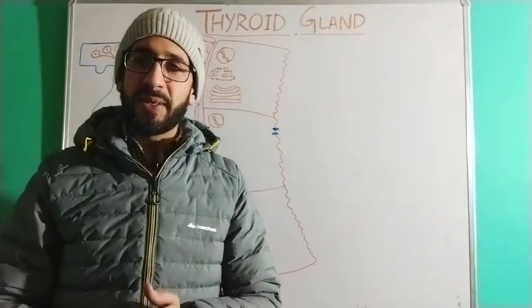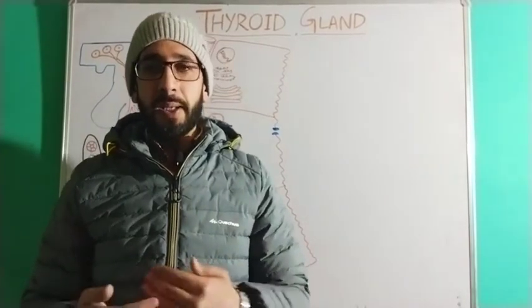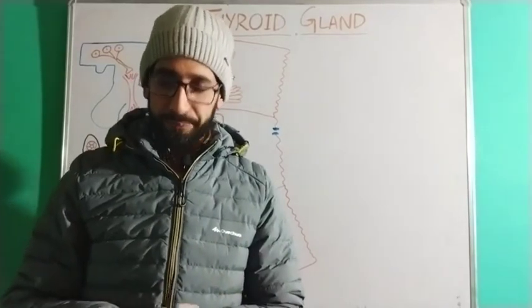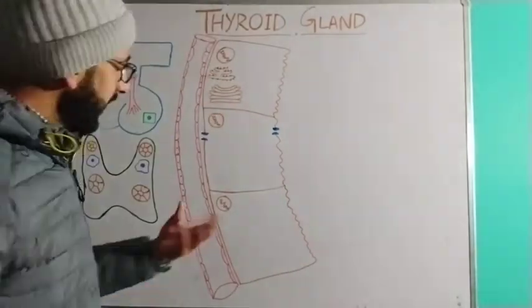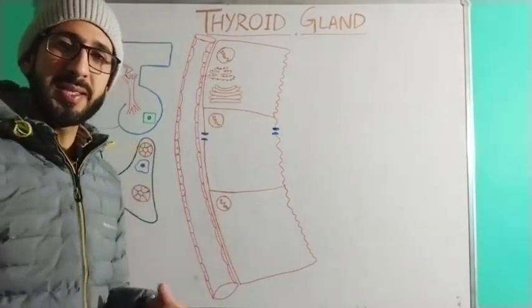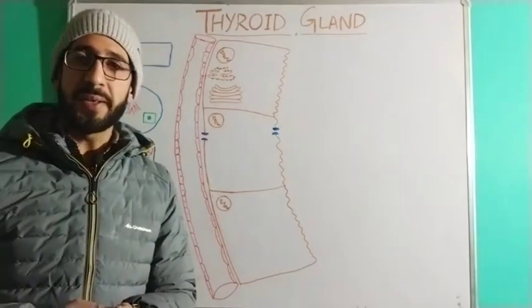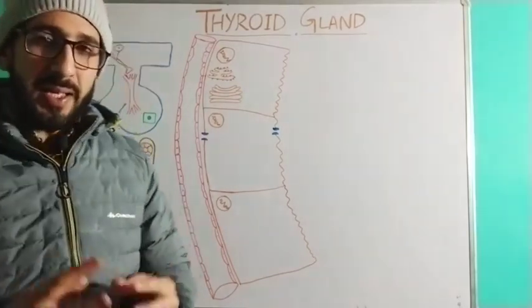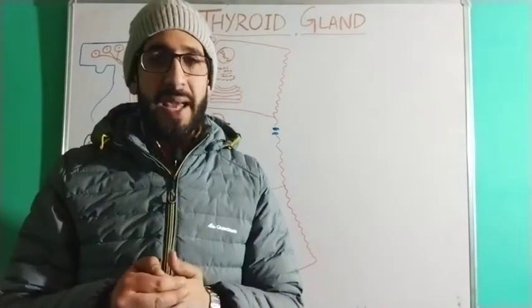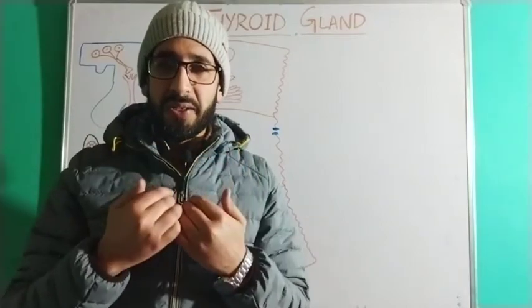So today in this video we are going to talk about the thyroid gland, but we will mainly focus on the synthesis of thyroid hormones. Before we discuss in detail the synthesis of thyroid hormones, let us have a look at the very basic structure of the thyroid gland. The thyroid gland is present in our neck, inferior to our larynx, and anterior to our trachea.